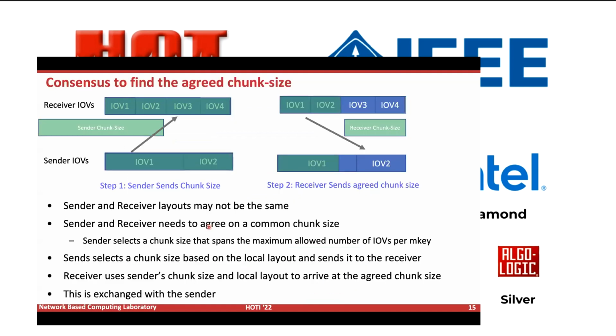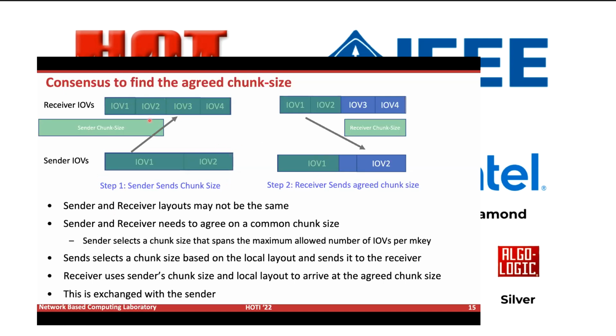So now, after the mapping is done, the sender and the receiver need to correctly agree upon a chunk size. So we use a consensus logic to do that, because the sender's and the receiver's layouts may not always be the same. The logic is as follows. First, the sender selects a particular chunk size, and then it sends it to the receiver. And then the receiver sees if that chunk size fits its memory constraints and hardware constraints. And based on that, it proposes the final chunk size and sends it back to the sender.